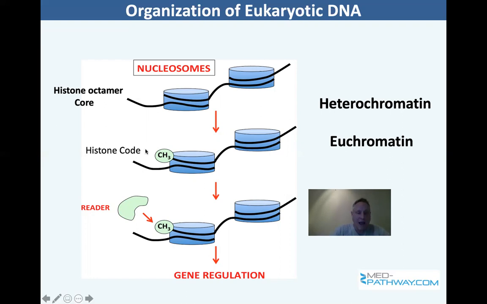And so one way to access it is to have these histone tails that occupy the histone octamer. They can be methylated, they could be alkylated. There's a number of variations that can happen, like phosphorylation, acetylation. And what this serves to do is serve as a code for reader proteins to choose to open it up and let the transcription apparatus in, or to close it and shut it off. So if you're open, you're euchromatin. If you're closed, you're heterochromatin.